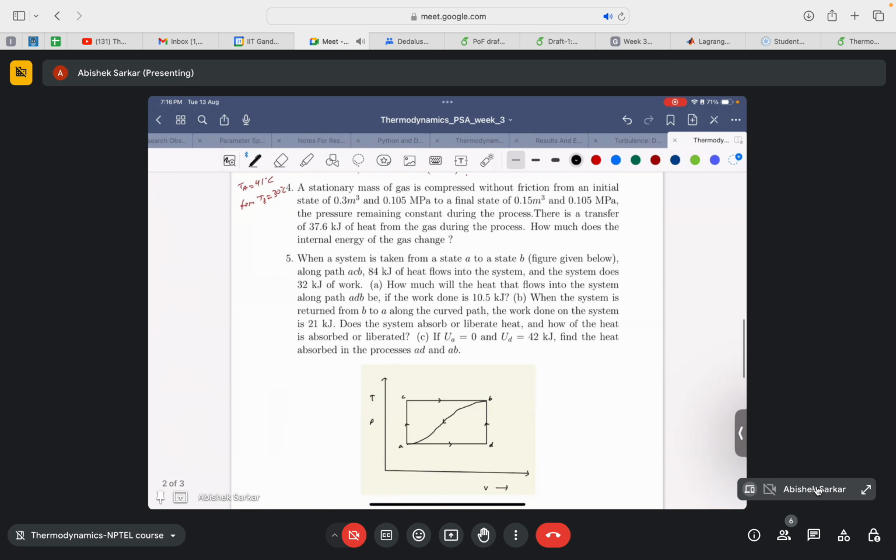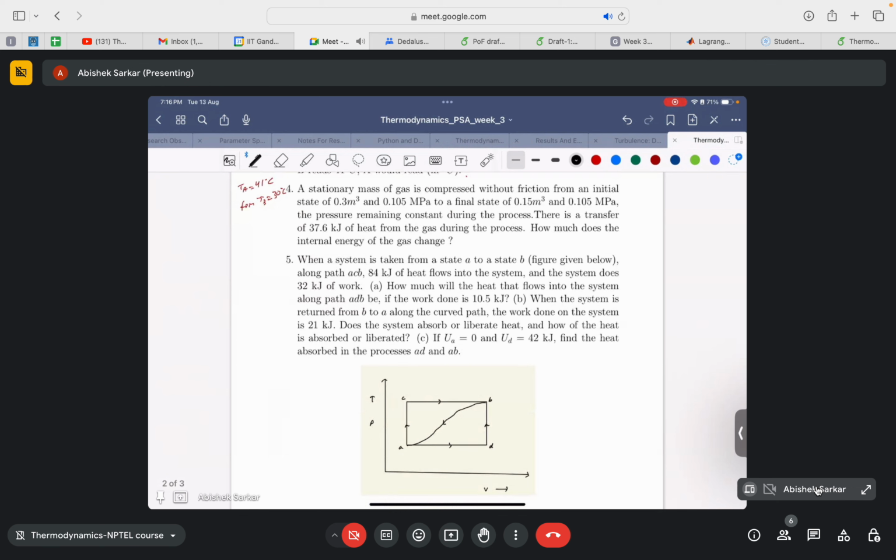Question number 4. A stationary mass of gas is compressed without friction from an initial state of 0.3 meter cube and 0.105 megapascal to a final state of 0.15 meter cube and 0.105 megapascal, where pressure remains constant during the process. There is a transfer of 37.6 kilojoule of heat from the gas during the process. How much does the internal energy of the gas change?